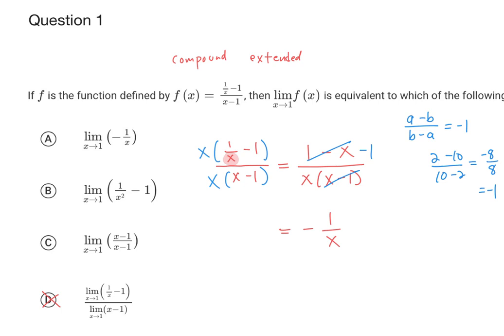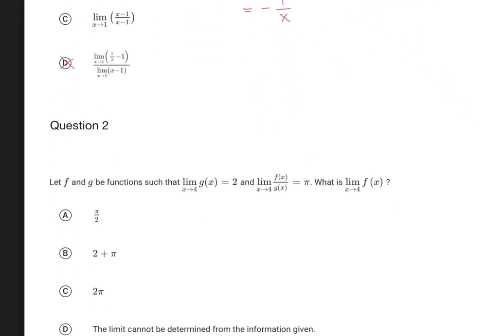That's a nice thing about limits. If you take the limit of an expression, you can do any kind of canceling and get a simplified version, and you can still take the limit of the simplified version, and it'll equal the same thing. Okay, next one.